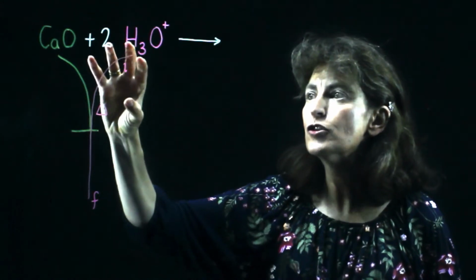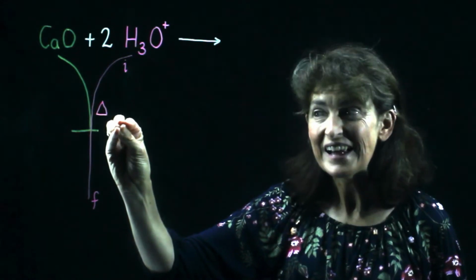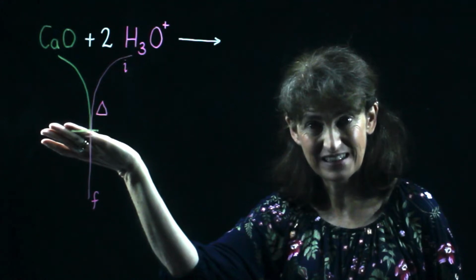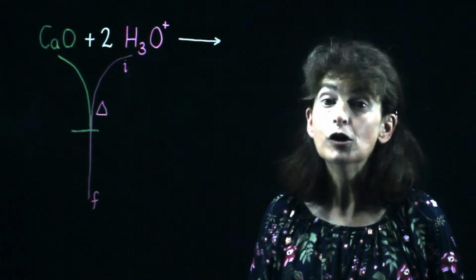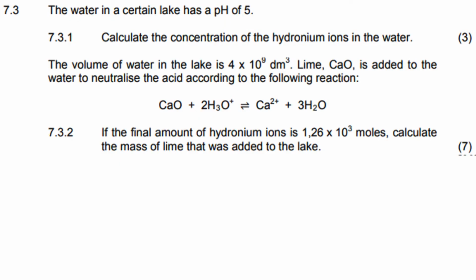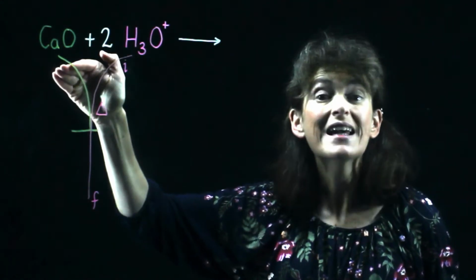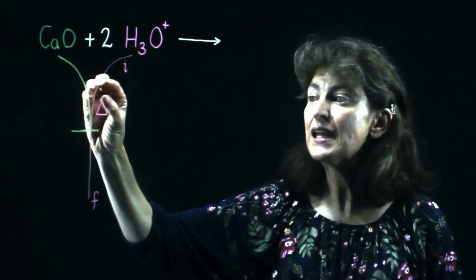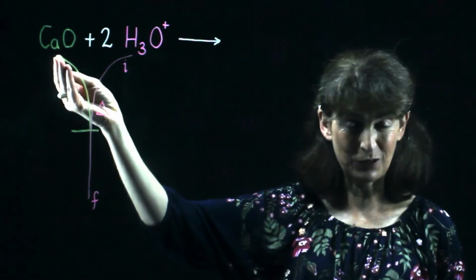Now, why do we need to know how much hydronium reacted? Because that will tell us about how much calcium oxide must have reacted. And that is what we're really being asked. It might not look like that's what we're being asked, because we're being asked how much calcium oxide was put in. But all the calcium oxide that was put in reacted, because it's the limiting reagent. So if we can find out how much reacted, then we know how much was put in.